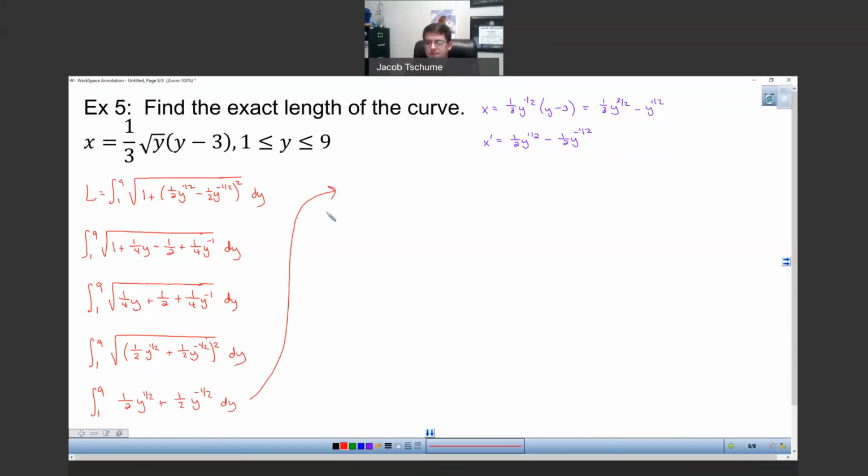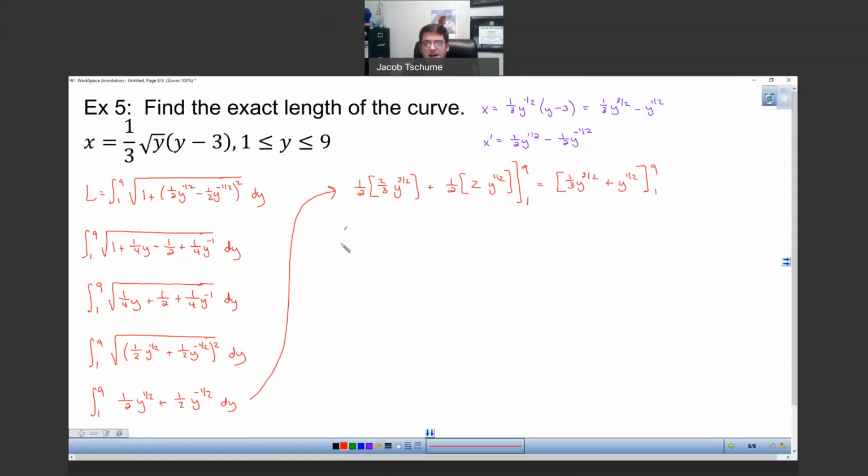So coming back up here, if I integrate both of those terms, this will end up being 1/2 times y to the 3/2 times 2/3, plus 1/2 times y to the 1/2 times 2, and we will evaluate all of that from 1 to 9. Cleaning this up is going to give me 1/3 y to the 3/2 plus y to the 1/2 evaluated from 1 to 9.